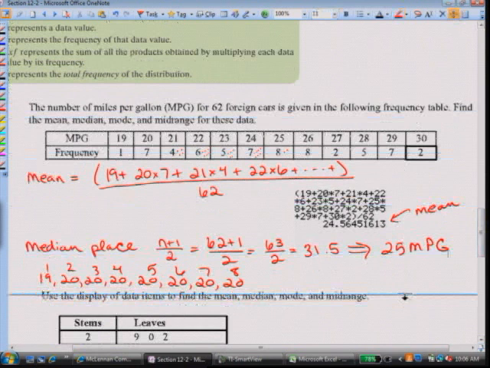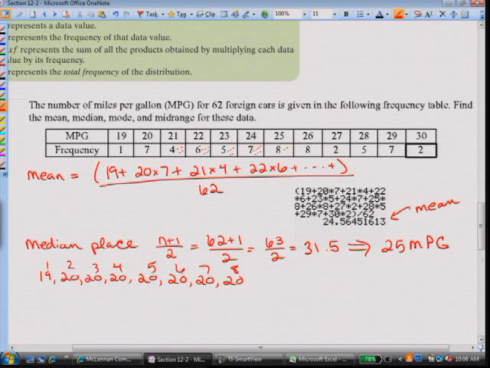Okay, so we have our mean, we have our median. Mode should be easy. Mode is the one that occurs most often. There are two modes in this problem. It's a tie. There's 25 miles per gallon and 26 miles per gallon. If none of them occur more than once, you select no mode. And then finally, mid-range is also easy.